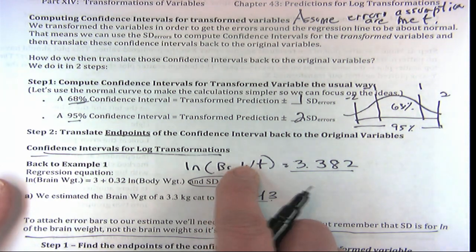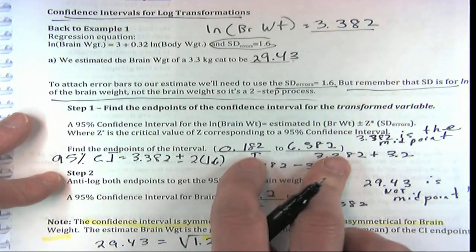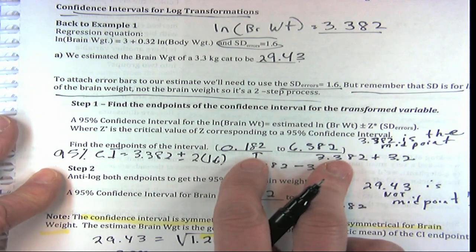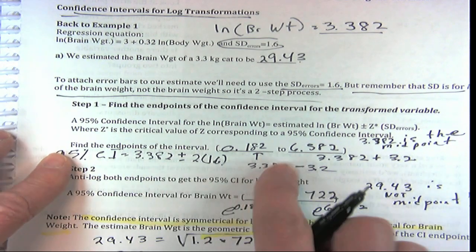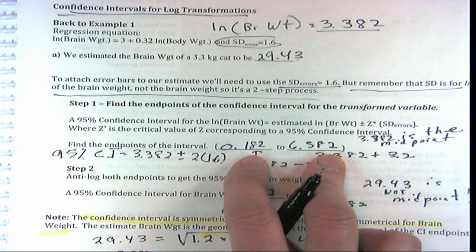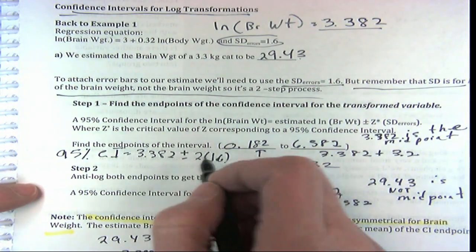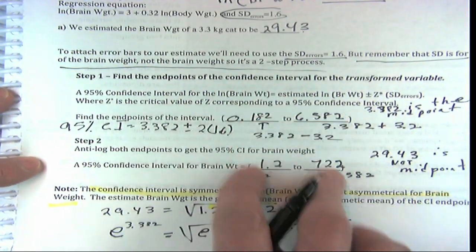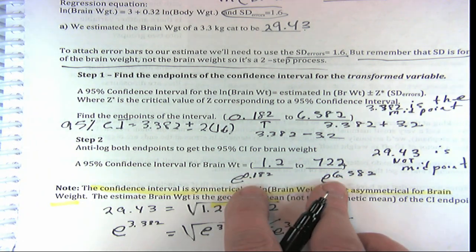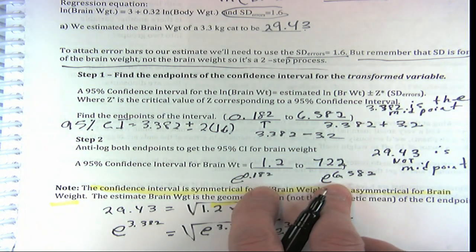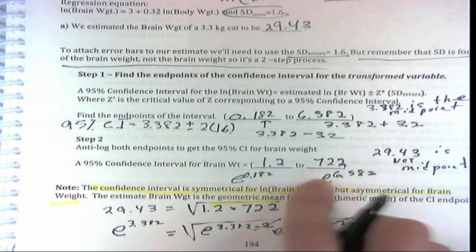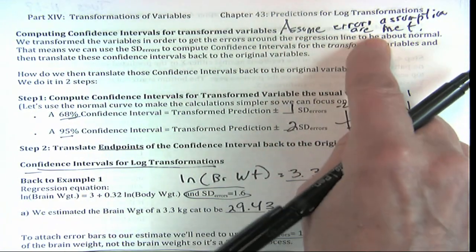And then we had to do this 2-step process. For the log, we did the usual confidence intervals. That was for the log of the brain weight. But then to get the brain weight itself, we had to exponentiate these endpoints. And we no longer had these symmetrical confidence intervals. That's what we did, but we assumed the error assumptions were met.